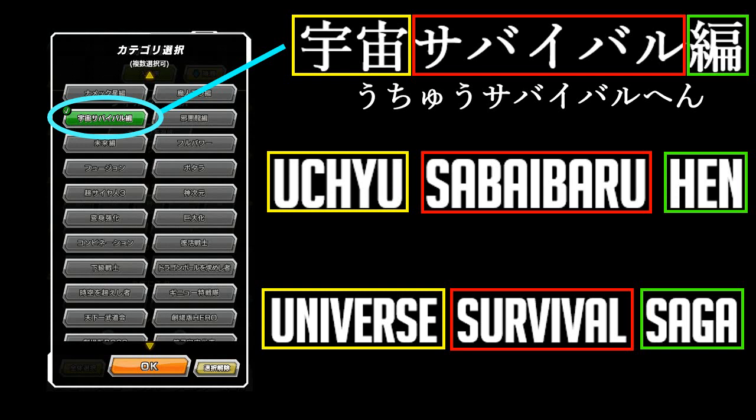Okay. The next one is the Uchu Sabaibaru Hen. So Uchu means space. Sabaibaru, just break that down. Sabaibaru. What does that sound like? Well, it sounds like survival, right? So that is survival. And then hen again is addition or saga. So universe survival saga, or space survival saga.